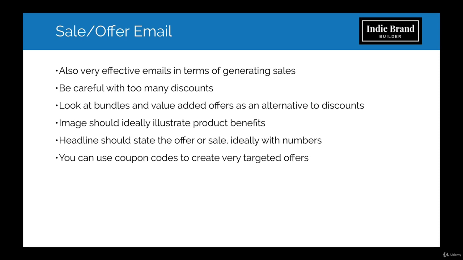When you're designing your email, again, the image should ideally illustrate the product benefits or at least show a clear view of the product and what the person is purchasing. The headline should state the offer or the sale, ideally using numbers. Numbers just have an inherent credibility and persuasiveness that tends to move people to action. So 2 for 1, 50% off, those are all great. Keep in mind you can use coupon codes to create very targeted offers, even down to a single person. And I'll show you that in MailChimp.